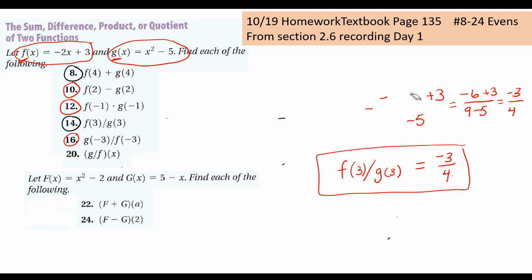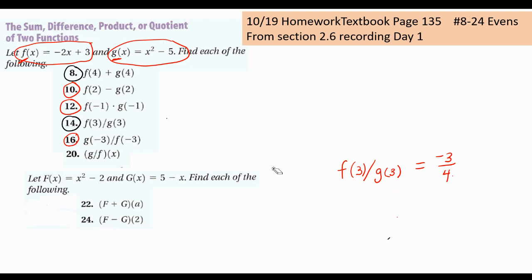Hit pause so you can't see me do it. Practice on your own, just like we would be in the classroom.